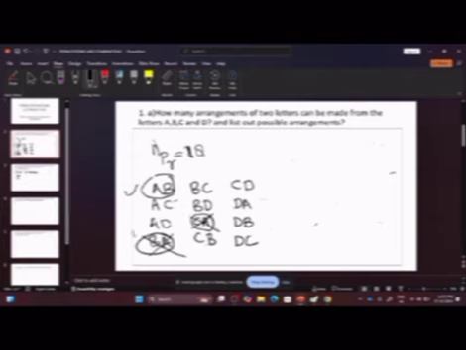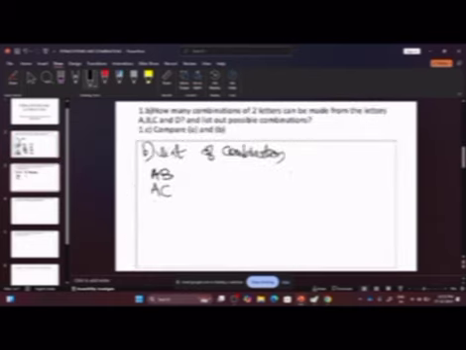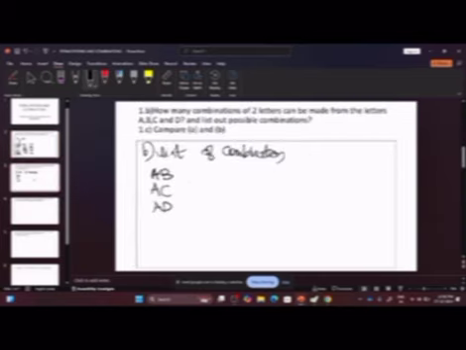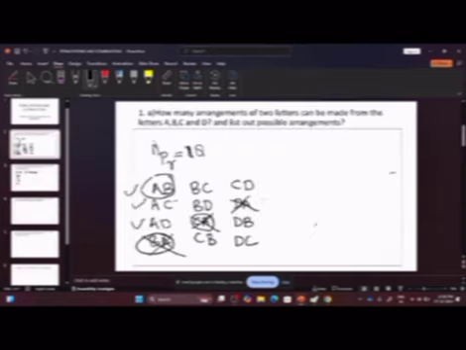We already wrote AB and AC. Now what do we need to write? We can write AD, right? AD we have already written. Which permutation can we cancel? DA. Very good. Now which one will we write next in the combination? BC. Very good. We are cutting down the CB here. BC is already written. Which one can we cut down? CB. Very good.